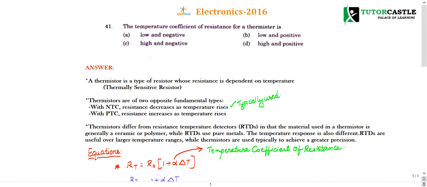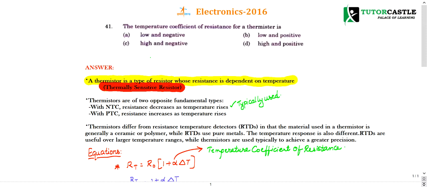First of all, we'll see what a thermistor is. The name itself indicates a thermally sensitive resistor. A thermistor is also a resistor whose resistance is dependent on temperature, meaning the resistance of that device varies with temperature. It can either increase or decrease. The first part, therm, means thermally sensitive, and istor means resistor. So in short, a thermistor is a thermally sensitive resistor.